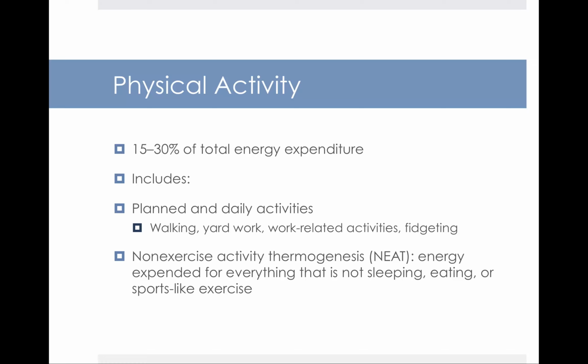So that's your basal metabolism. Again, that's about 50 to 70% of the energy you expend. Physical activity is about 15 to 30%. And it includes things like your planned and daily activities, walking, doing yard work, work-related activities, fidgeting. Even fidgeting burns calories. You might not have known that. And then something called NEAT, non-exercise activity thermogenesis. This is the energy expended for everything that is not sleeping, eating, or sports-like exercise. Okay? So it's kind of like digesting and, if you're fidgeting, keeping your body warm that way.